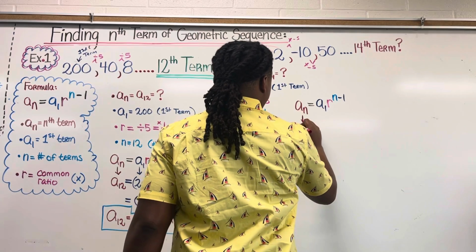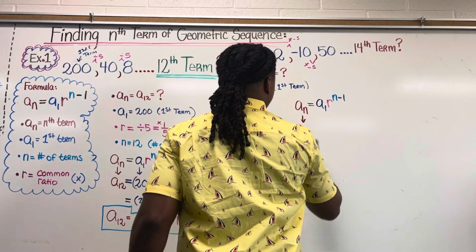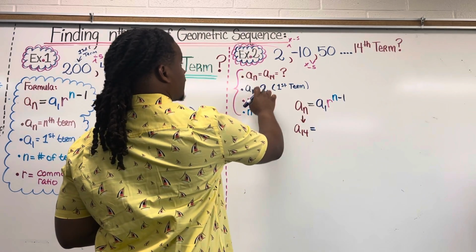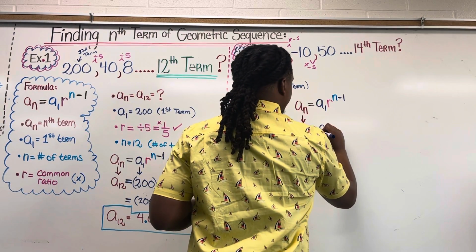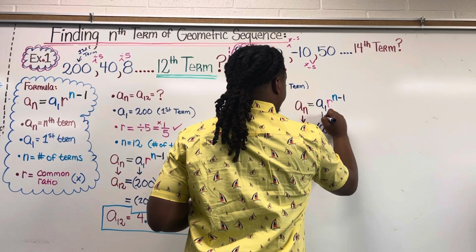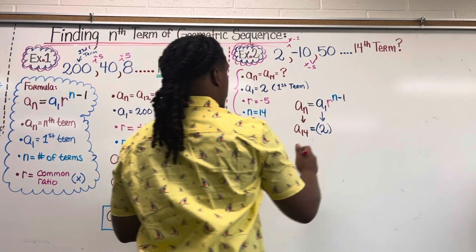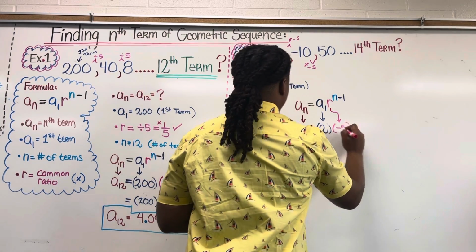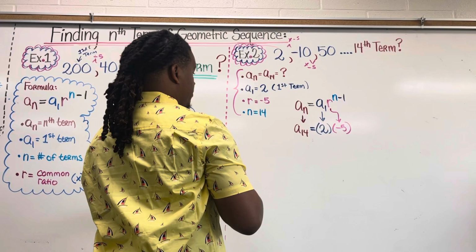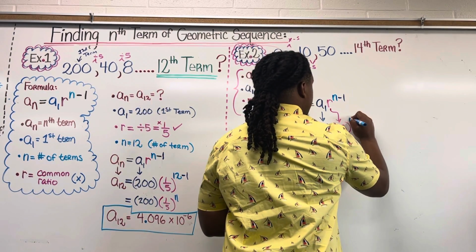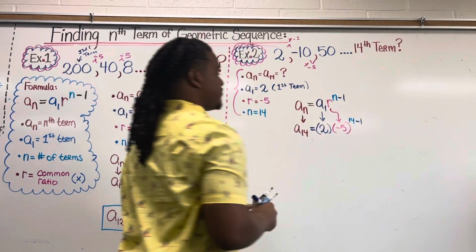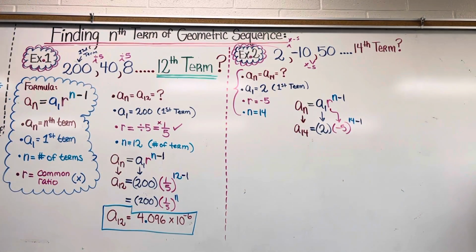So an will be a14. Remember, that's what we were trying to find. It equals a1, which is the first term, 2, so it's going to be 2 times r. R in this case would be -5 to the n minus 1 power. So n will be 14, so it will be 14 minus 1. This is how it should look once you plug all your values in.